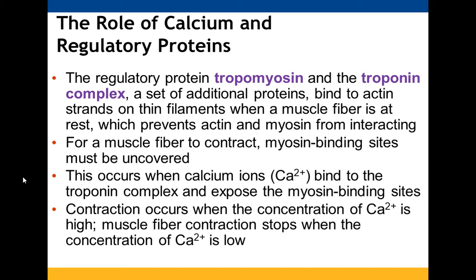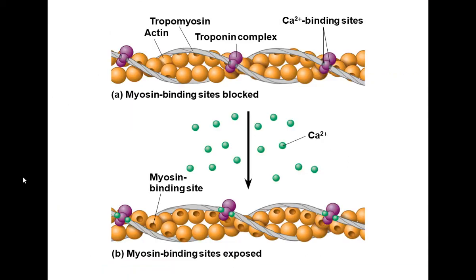This happens when calcium ions are able to bind to that troponin complex, and that will remove it from the myosin binding sites, making those exposed and allowing the myosin then to bind to it. So contraction will occur when you have high levels of calcium present. It will stop when your calcium concentrations are much lower.